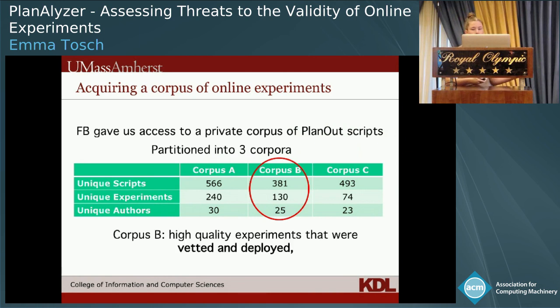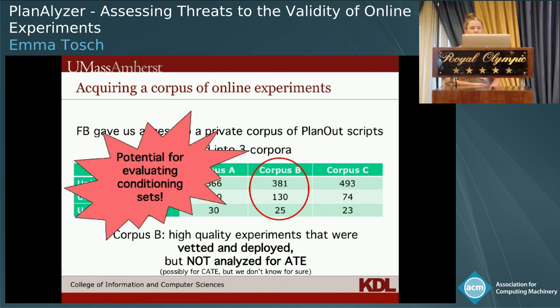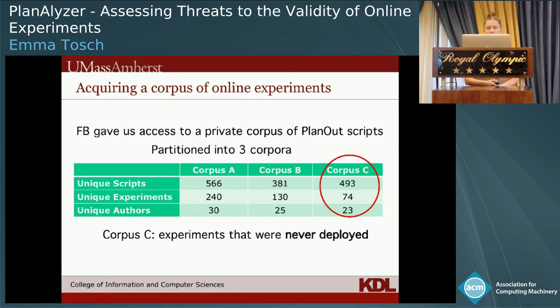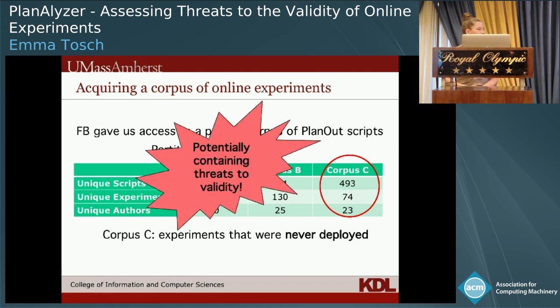In corpus B, we had high-quality experiments that were vetted and deployed, but they were not analyzed for ATE, but they were possibly analyzed for CATE. And so we hope this corpus would be a good choice for evaluating conditioning sets. And finally, corpus C contains experiments that were never deployed, but could potentially be useful for identifying threats to validity in the wild.